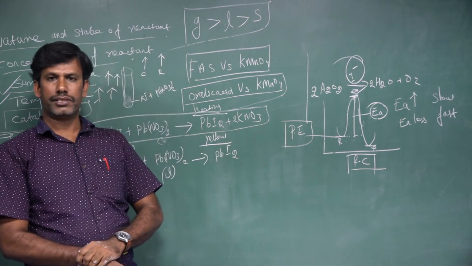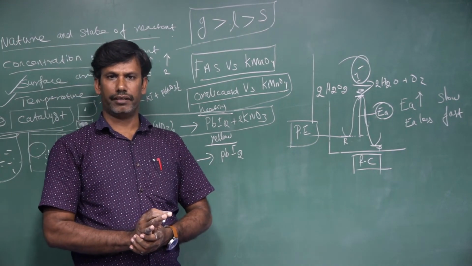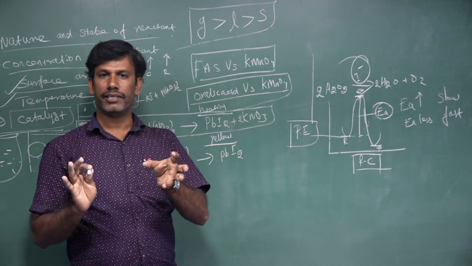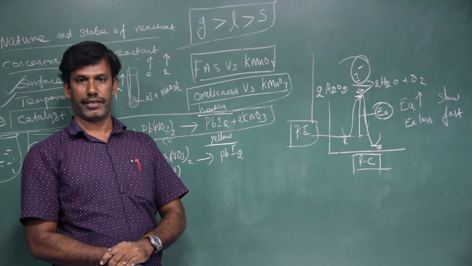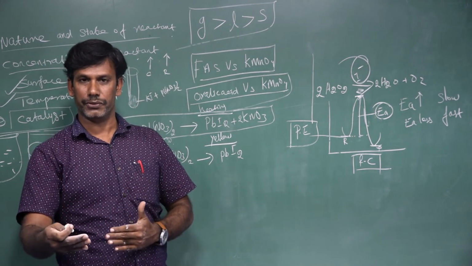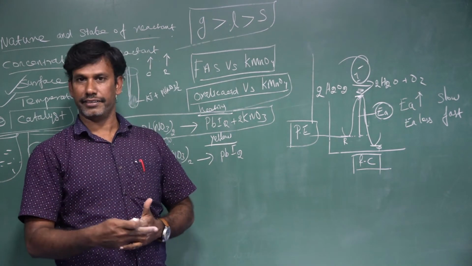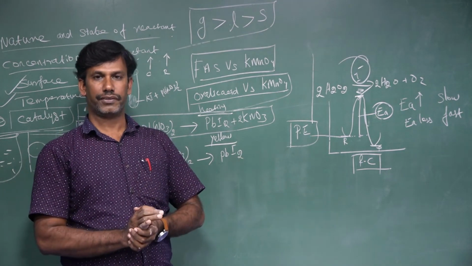Both of you have 100 rupees. You are going to the theatre. The 100 rupees is our consideration. That is your energy of colliding particle. That is the money possessed by you. That is the energy possessed by the reactant. That is 100 rupees each of you.